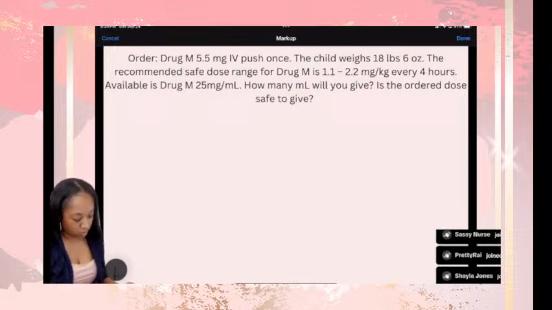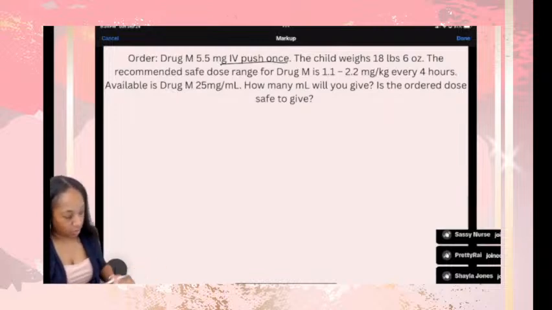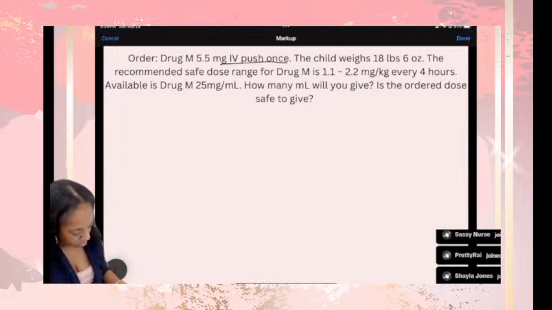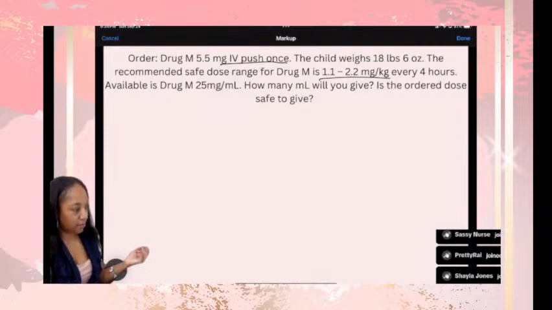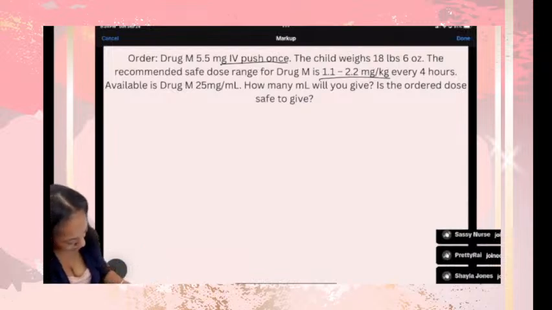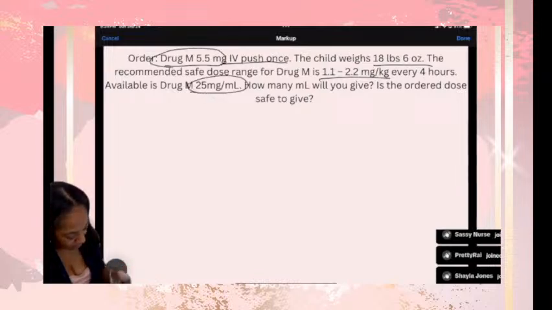Okay, so we just want a one-time dose, all right? So this is going to tell us that the safe dose range is this many milligrams, and they can get that every 4 hours, okay? So our weight of the patient is this, and this is what is ordered, and then we're going to see how much to give if it is safe, okay? All right, so 1.1 milligrams per kg, all right?